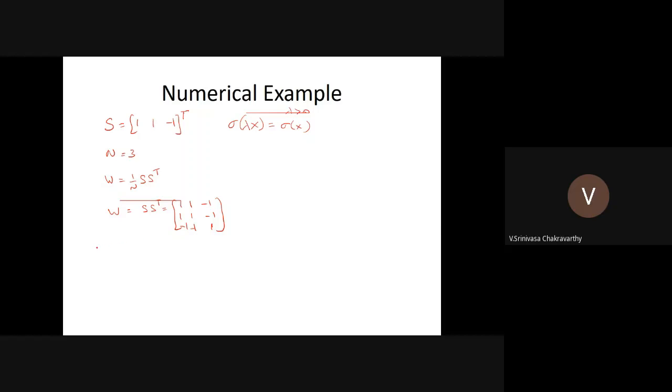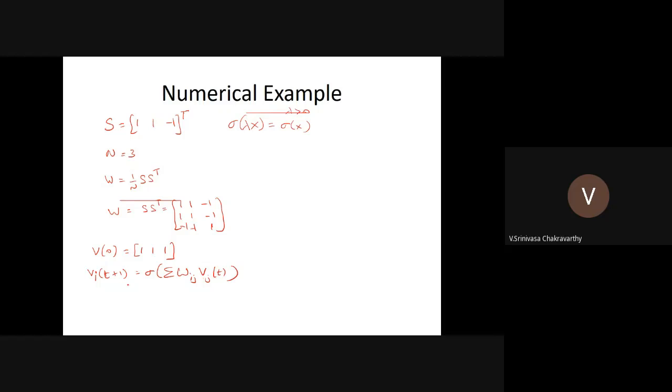So now if we start from some initial condition, say V0, let the initial condition be a slightly distorted version of the pattern, so the pattern with some bits off. Let's say I take 1, 1, 1 as the pattern. So now let us apply the update rule for each of these states and see what happens. We know that the update rule is Vi at t plus 1 is equal to sigma of sum Wij Vj at t.